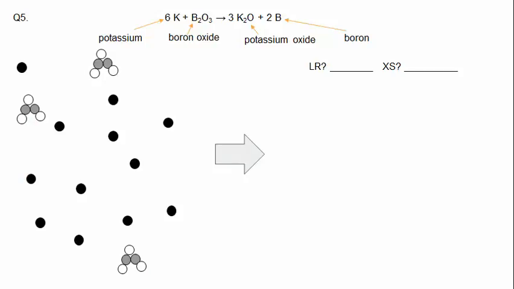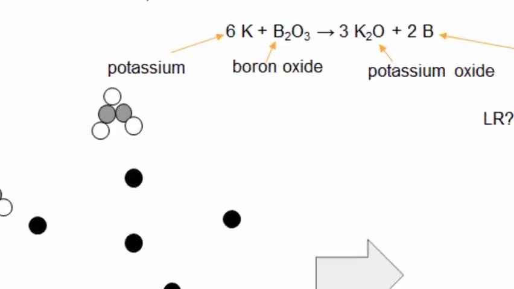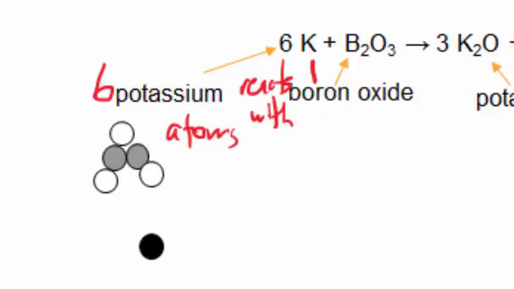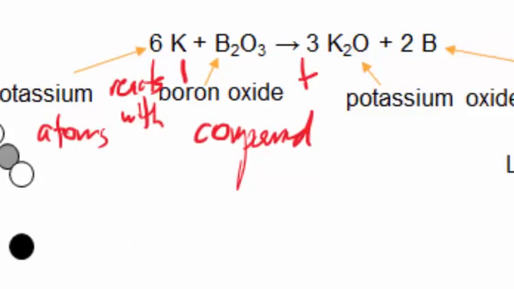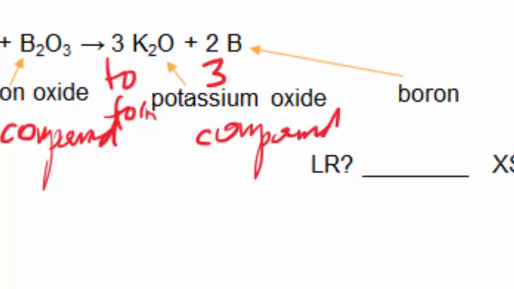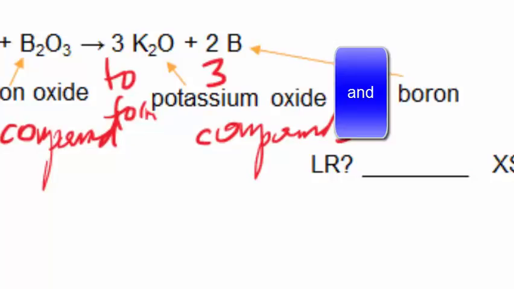And for this next sample problem, go ahead and try writing out the sentence. Okay, so we notice we have 6 potassium atoms reacts with 1 boron oxide compound to form 3 potassium oxide compounds to form 2 boron atoms.